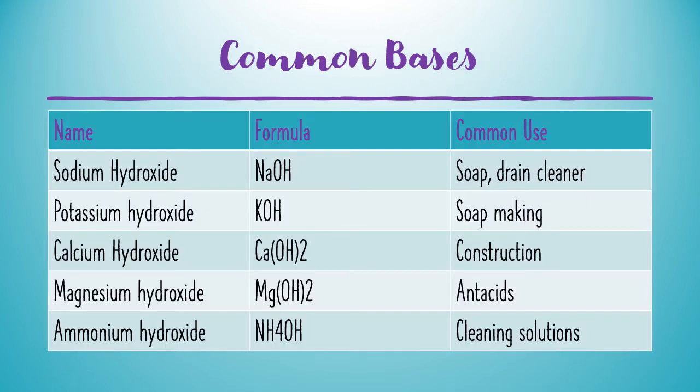Some bases: soap, drain cleaner, sodium hydroxide, those are bases. Potassium hydroxide, calcium hydroxide, magnesium hydroxide. Magnesium hydroxide is in Tums, one of them. Go look at the labels. Ammonium hydroxide is in a lot of cleaning solutions. So a lot of cleaners and stuff are bases. Bleach is a base.